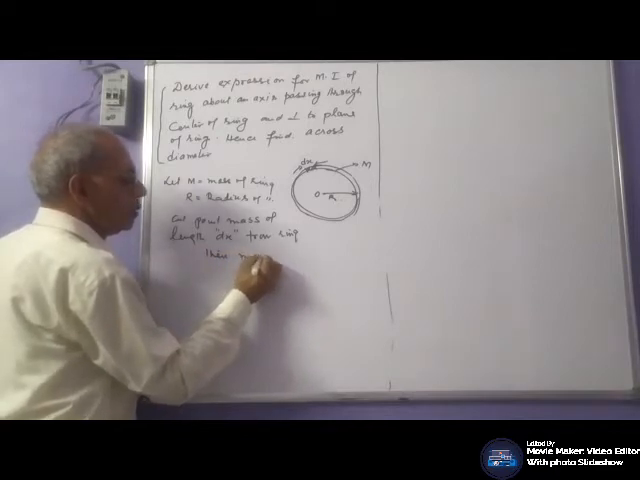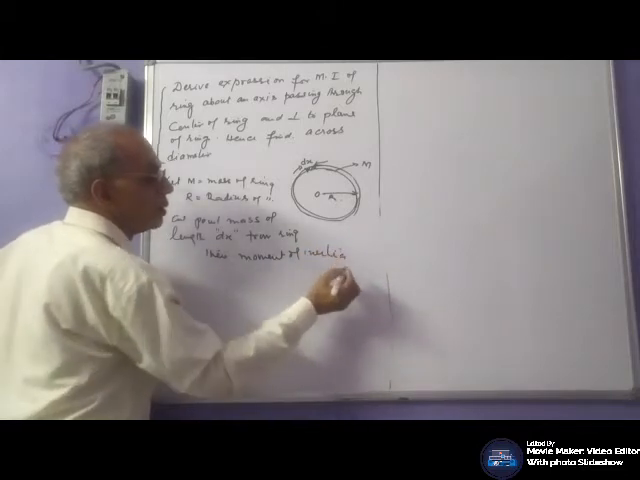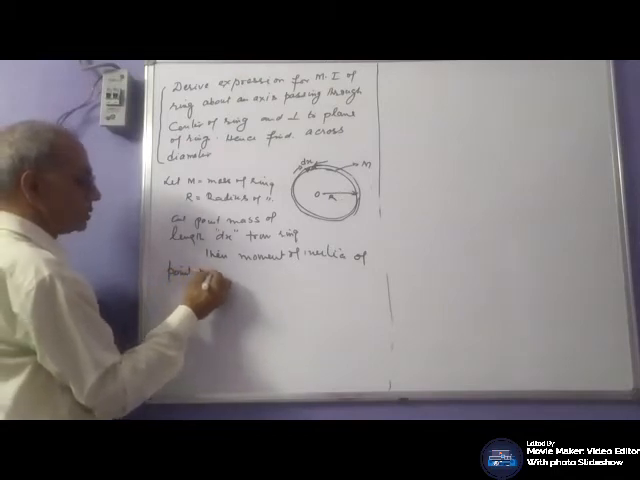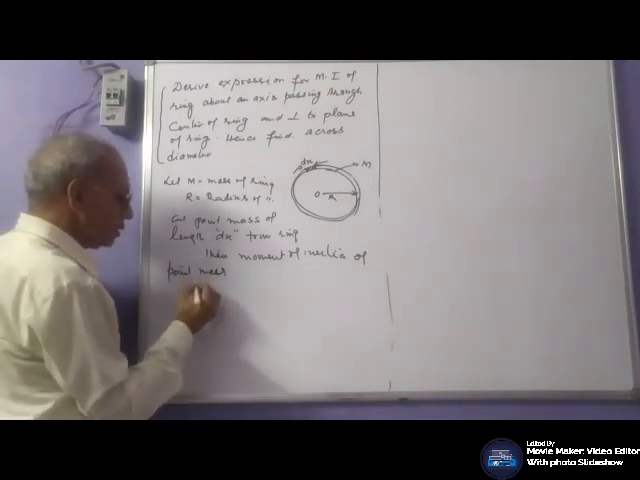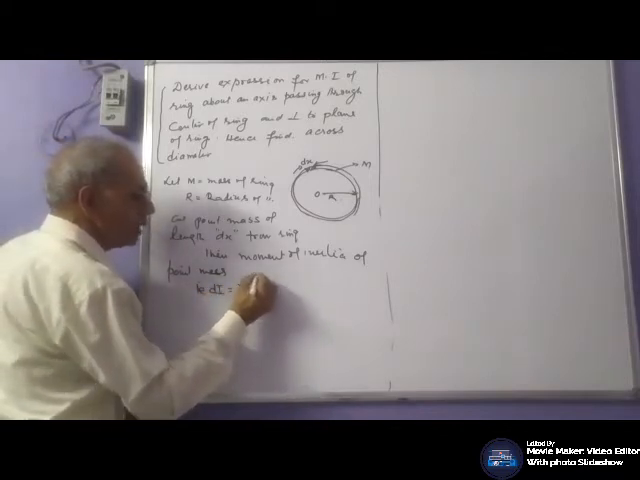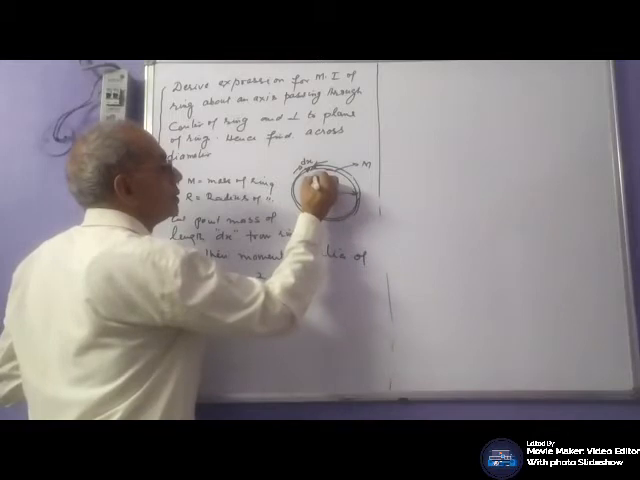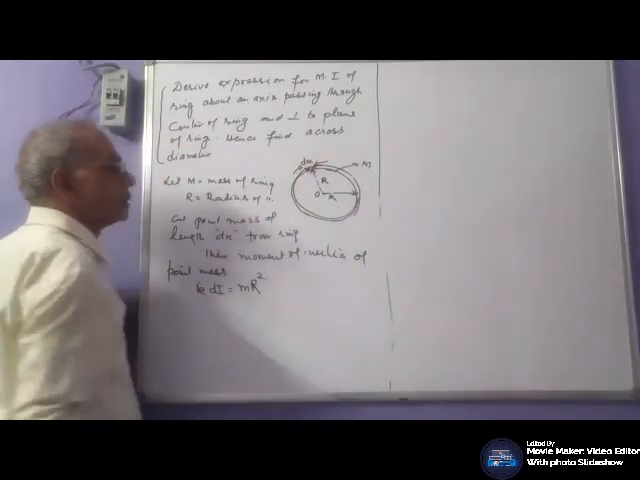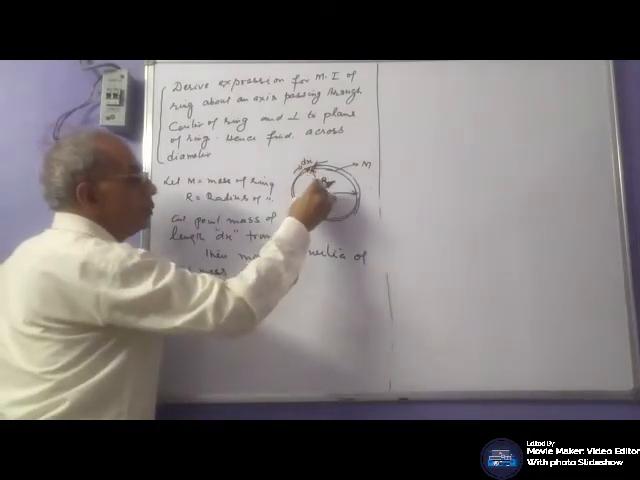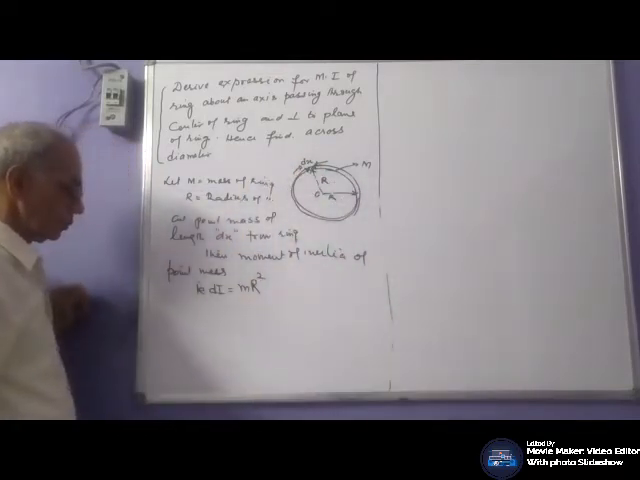Then moment of inertia of a point mass, that is dI, small moment of inertia. It is mr square. Why? M is mass and r is what? Radius, about which this is the point of rotation, the perpendicular distance of dx from the point of rotation.